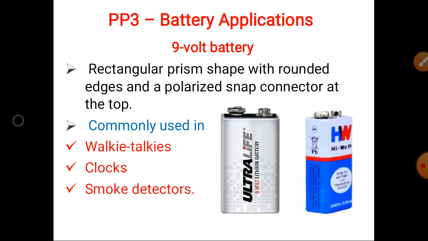And the next one is the PP3 battery. This is a well known battery. We know very well about this one. In many projects, for the power supply, this PP3 battery is used. The battery has a nominal voltage of 9 volt, and its shape is a rectangular prism with rounded edges and a polarized snap connector at the top. It is commonly used in walkie-talkies, clocks, and smoke detectors. Actually, it is a PP3 cell, but commonly we say PP3 battery.